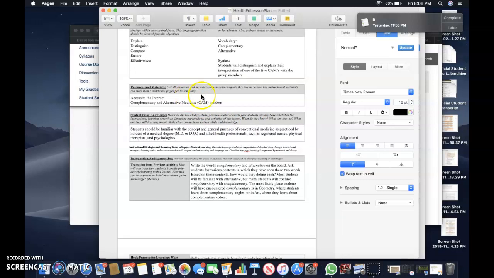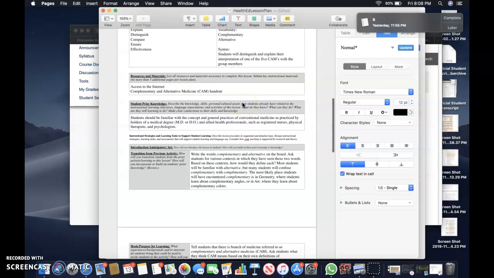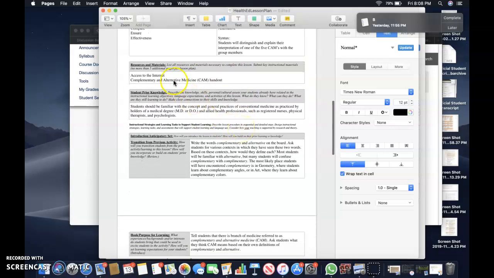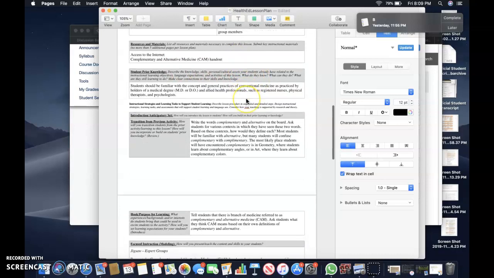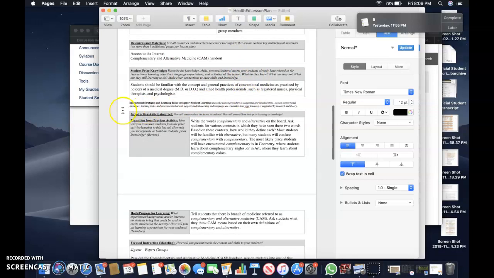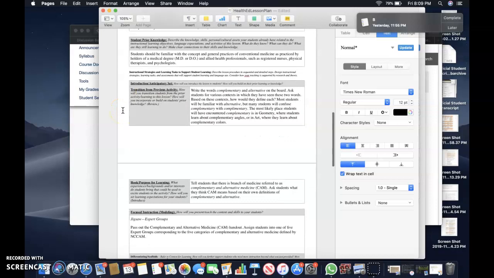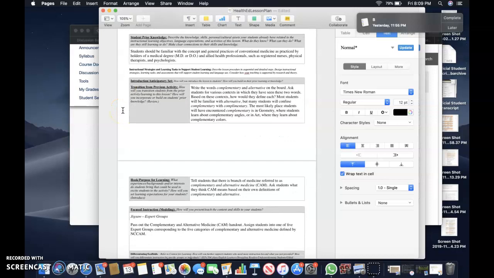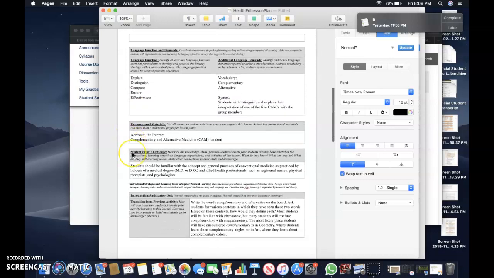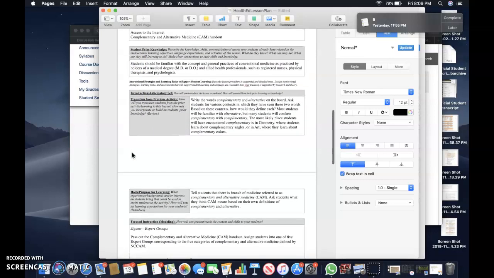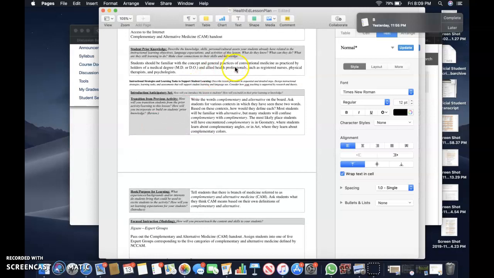Next are the resources that you need to do this lesson, which are access to the internet and a complementary alternative medicine handout. What else? The prior knowledge that the students need: it's helpful if they know what the words complementary and alternative mean, but if not, they should be familiar with general principles of conventional medicine.